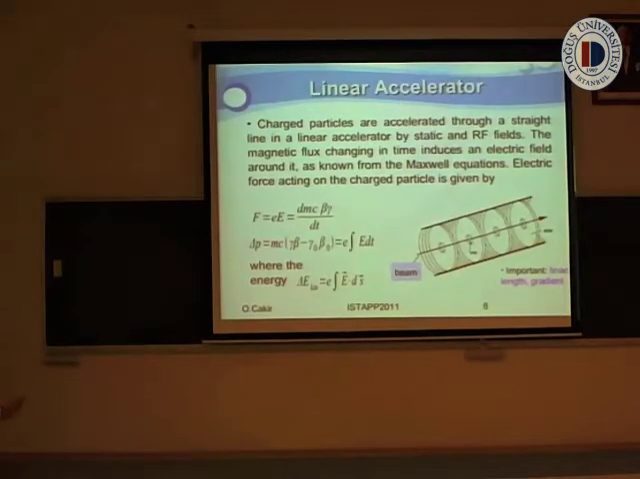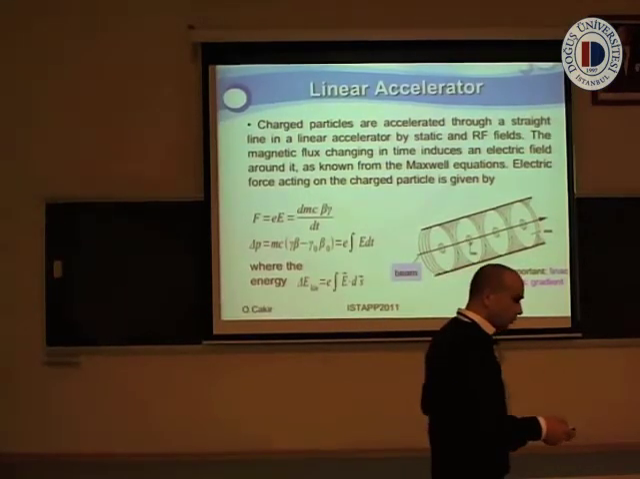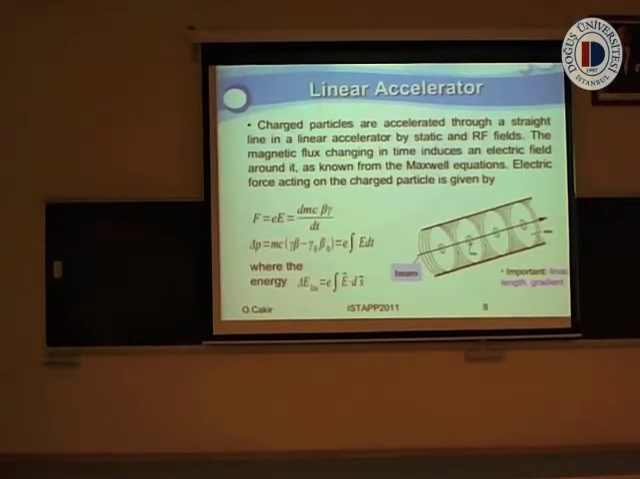Linear accelerator. In a linear accelerator, charged particles are accelerated through a straight line like this one, with static and RF fields. RF means here radio frequency. It's the frequency region in the radio wave. According to the Maxwell equations, we can comment on the electric and magnetic fields. For example, if there is an electric field changing in time, it produces a magnetic field.